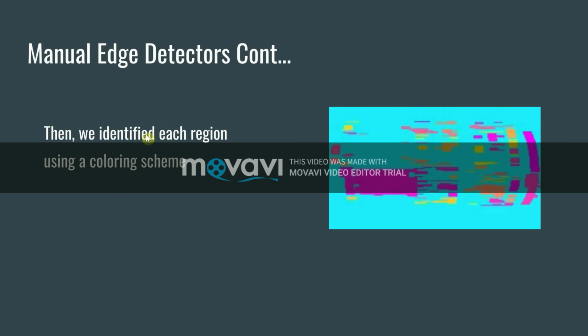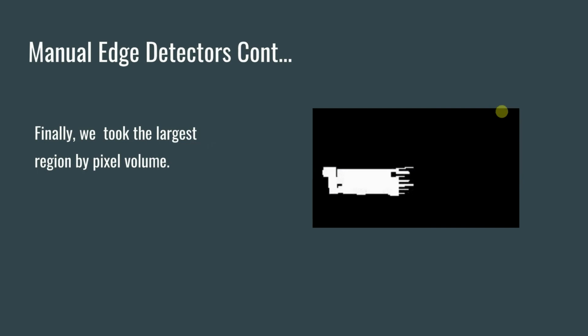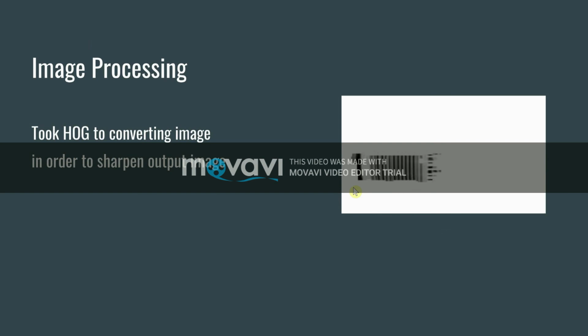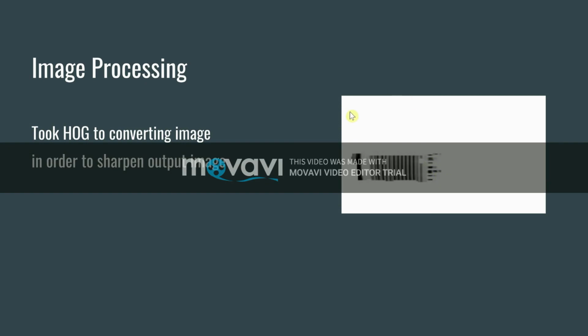After that, we identified each region using a color scheme, so it will be better for MATLAB to see than the previous image. Finally, we took the largest piece of regional volume. As you can see, the darker and the white one is the barcode that we're going to focus on. We used the Hough transform to convert the image in order to shade the output image, like it shows right here. We removed all the background and those unnecessary noises. Now we're left with the barcode.